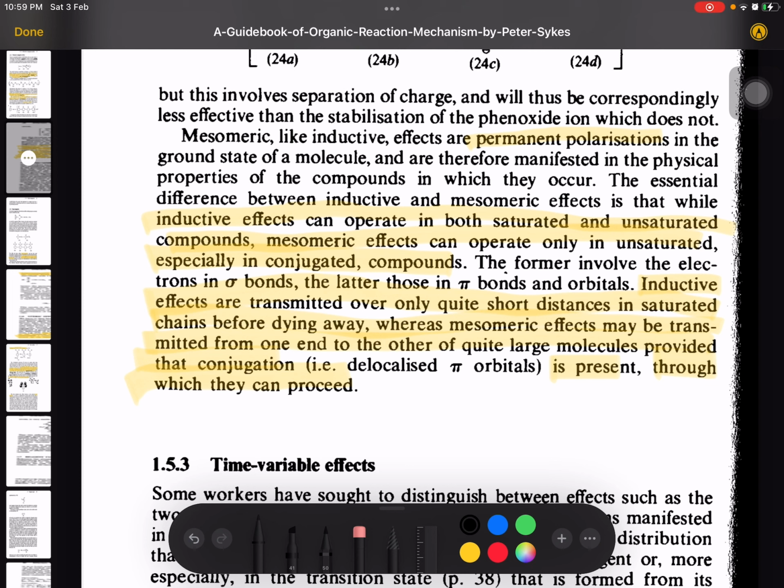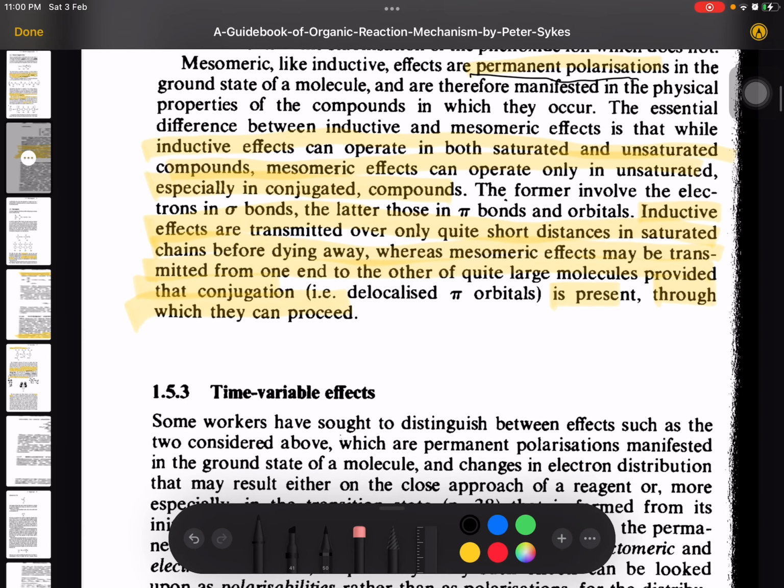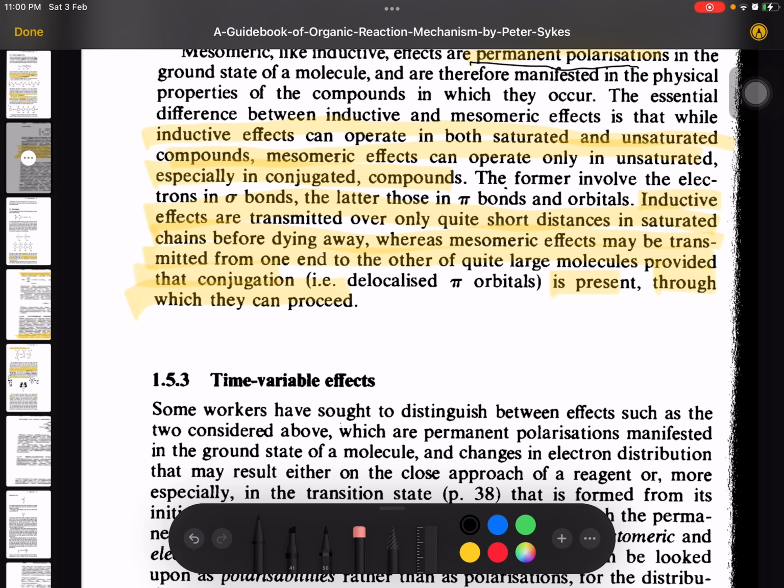Mesomeric effects, like inductive effects, are permanent polarizations in the ground state of a molecule and are therefore manifested in the physical properties of the compounds in which they can occur. The essential difference between the inductive and mesomeric effect is that while the inductive effect can operate in both saturated and unsaturated compounds, the mesomeric effect can only occur in unsaturated ones. The former involves the electrons in sigma bonds, the latter those in pi bonds and orbitals.